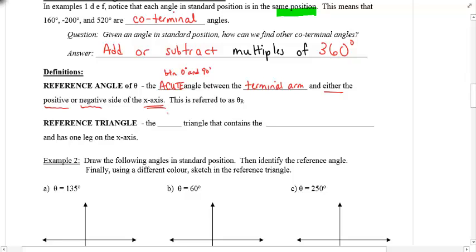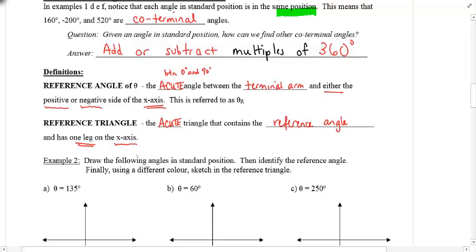We denote this as theta r. In addition to this, you'll see something called the reference triangle, which really is the acute triangle that contains the reference angle. And once again, one of the legs of the triangle must be on the x-axis.